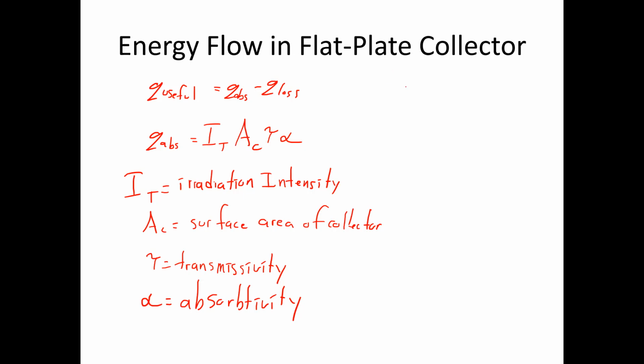The lost energy in the form of heat can be quantified as a function of the convective loss to the environment. So you end up with the area of the collector multiplied by the conductance multiplied by the temperature difference between the average temperature of the collector minus the ambient air. Again, each of the parameters are the following.